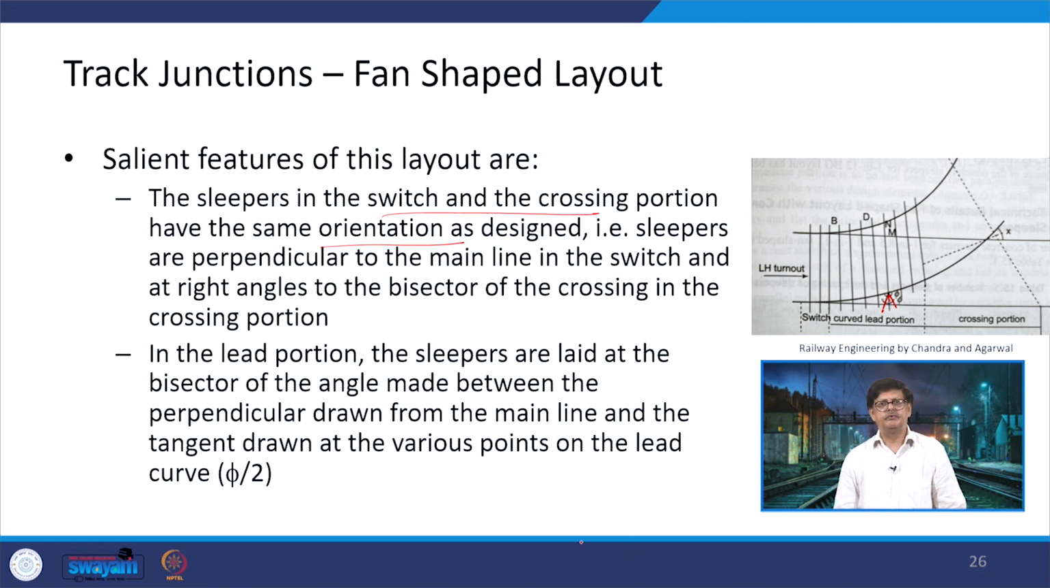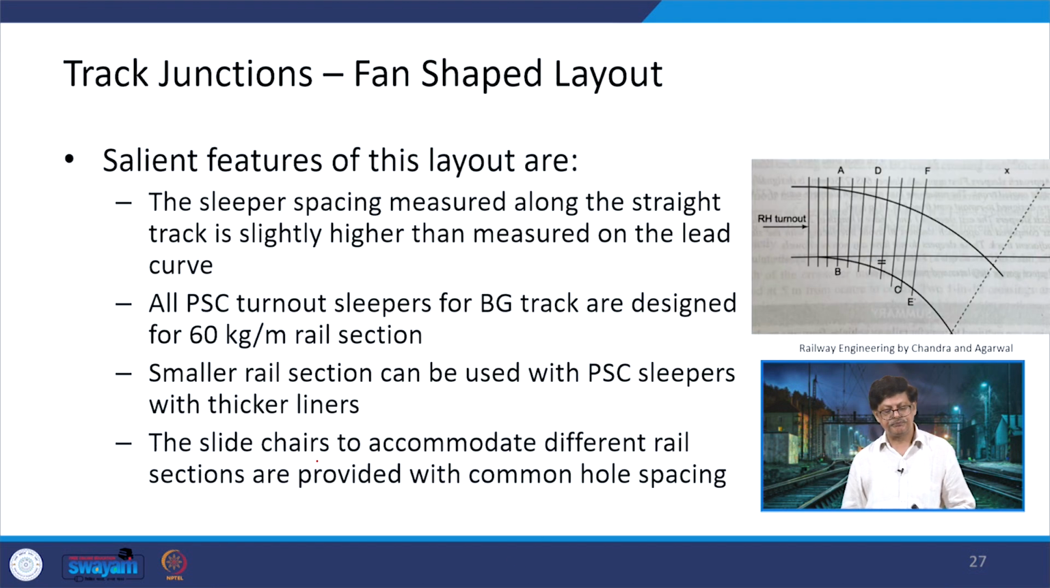In the lead portion, the sleepers are laid at the bisector of the angle made between the perpendicular drawn from the main line and the tangent drawn at various points on the lead curve. So, there is a lead curve, and if you draw the tangents at different points, there is an angle between the perpendicular drawn from the main line. So, if this is a main line, and you draw a perpendicular here, that will give a value, and that is alpha by 2. The sleeper spacing measured along the straight track is slightly higher than measured on the lead curve.